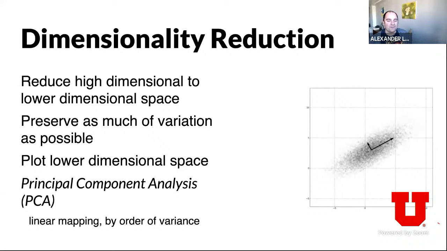We want to reduce high dimensional data sets to a lower dimensional space, and then visualize that lower dimensional space. The goal of dimensionality reduction methods is to preserve as much of the variation as possible, and then plot this in a lower dimensional space. The classic technique that you've heard about, I'm sure, is principal component analysis. This is a linear mapping that maps to multiple principal components by order of variance.